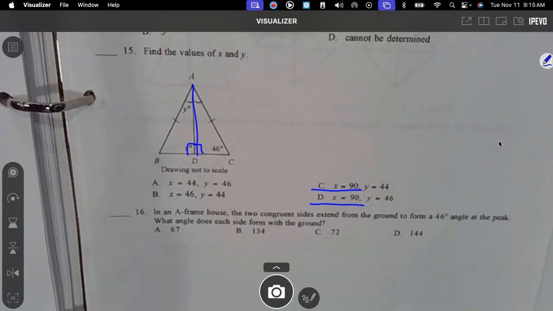So now we have to find angle Y. So I know this is 46. Oops. I know that's 90. How do I find angle Y? Just subtract. 180 minus 90 minus 46, and what is it? I'm guessing it's 44. If I know these two angles, I need to find this one here. So I did 180 minus those two angles.